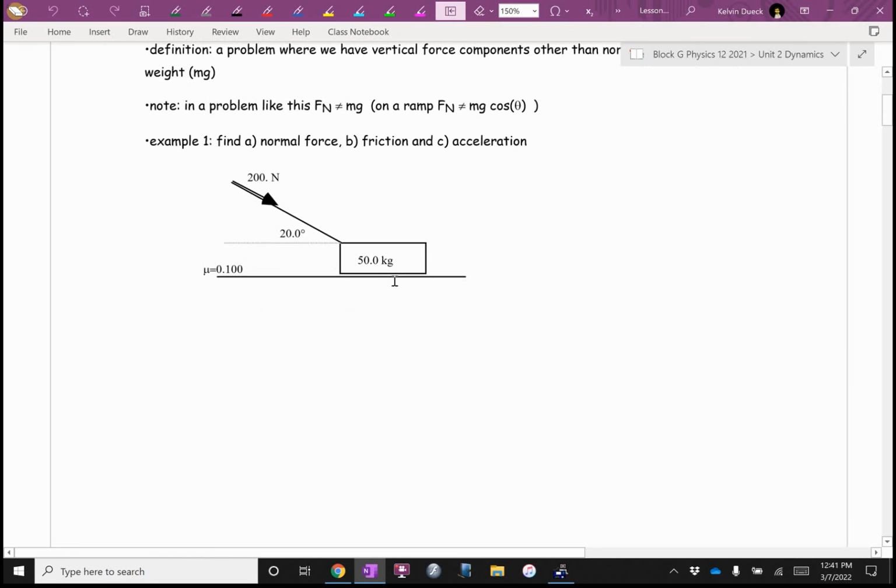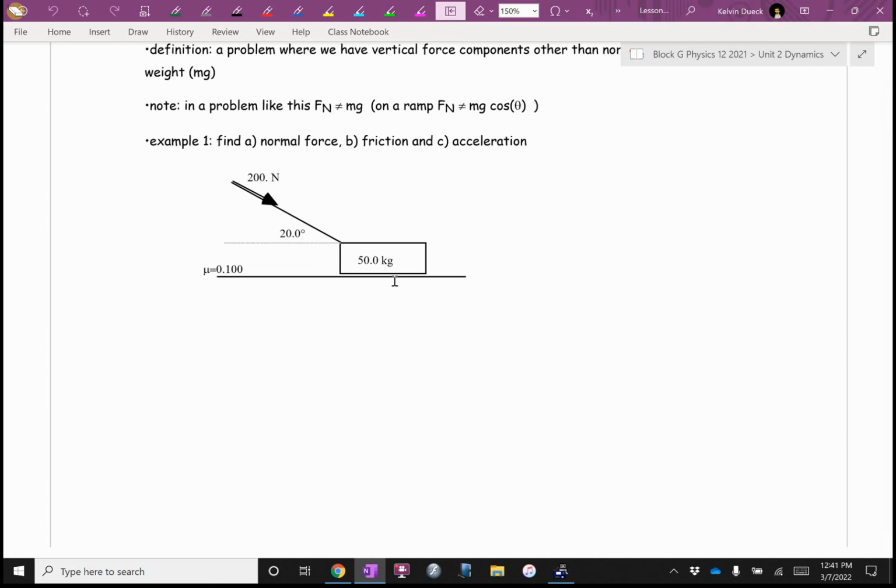Here's a good lawnmower question. It says, find the normal force, friction, and acceleration. I might just say find A, but spoiler alert: you're going to need to find these to get there. Mason, any thoughts on how I might want to start out?